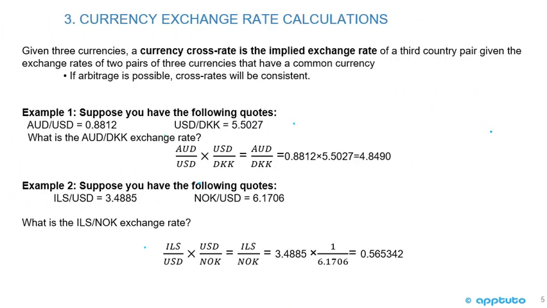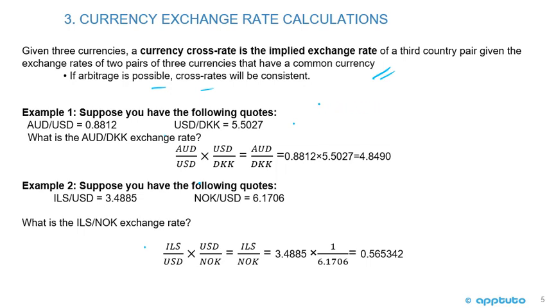So currency exchange rate calculations, carrying on with our cross rates. Given three currencies, a currency cross rate is the applied exchange rate of a third country pair given the exchange rates of two pairs of the three currencies that have a common currency. Okay, so if arbitrage is possible, the cross rates will be consistent.